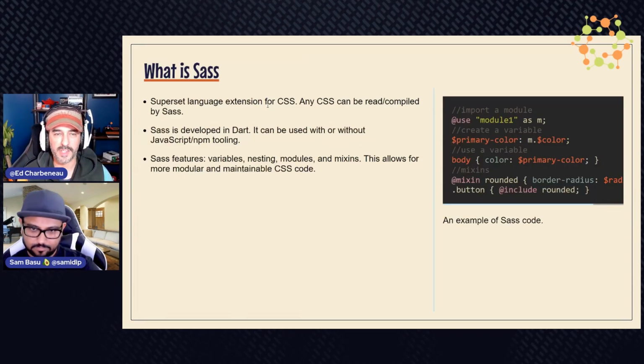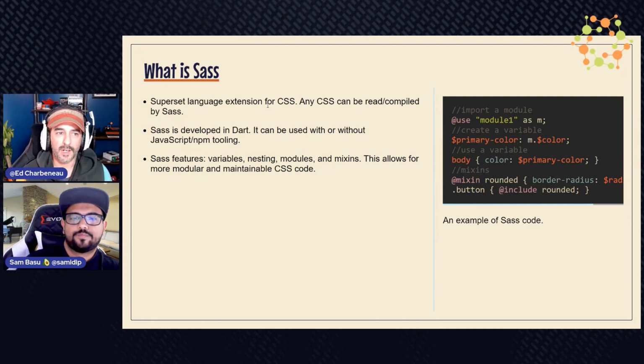So let's start off with Sass. Sass is a tool that's been around for quite some time now. It's a superset of CSS, so any CSS can be read and compiled by Sass. It is actually developed in Dart these days. So you can use it without any JavaScript or NPM tooling. So I think that's something that not everybody knows.